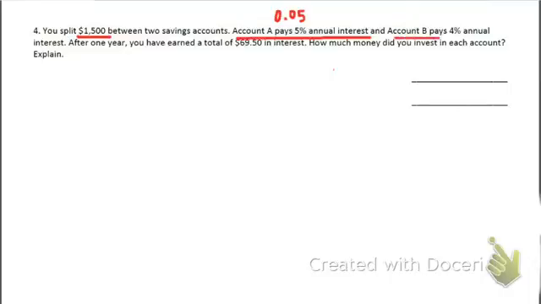Account B pays 4% annual interest, so I'm going to write 0.04 right above it. After 1 year, you earn a total of $69.50 in interest only. So that's how much, if we calculate your interest, you earn.